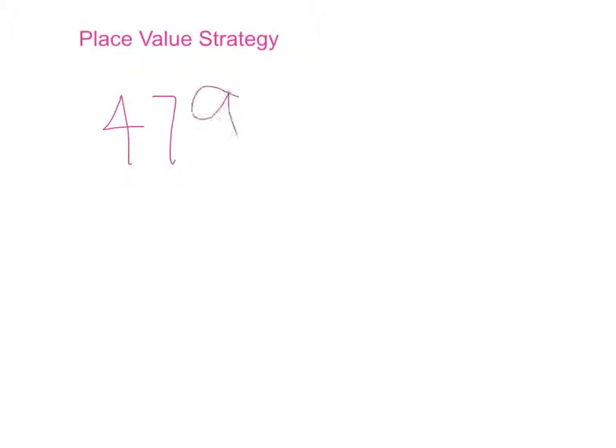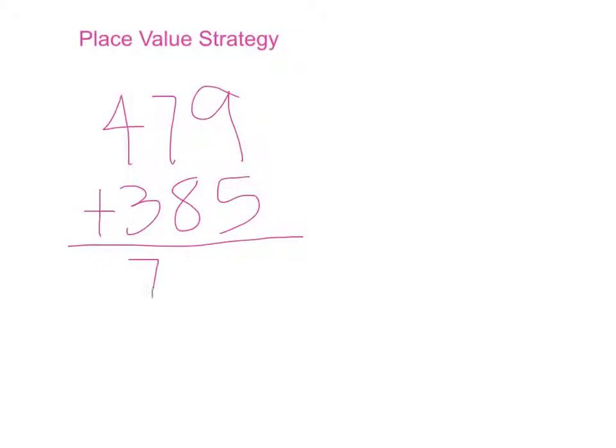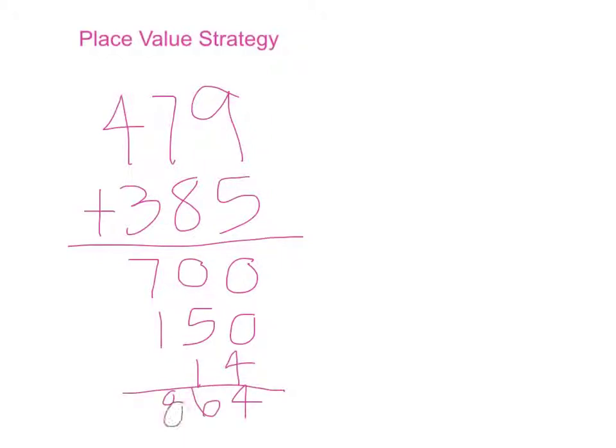479 plus 385. The students, once they begin using this and writing out the numbers in expanded form, they will be able to understand that this 4 represents 400 and this 3 represents 300, so they can add 400 plus 300, and then we'll know, okay, that's 700. And they'll do the same thing with the tens places. They know 7 represents 70 and 8 represents 80. So that's 150. And then 9 plus 5 is 14. So then they can add it together and you get the same answer, 864.